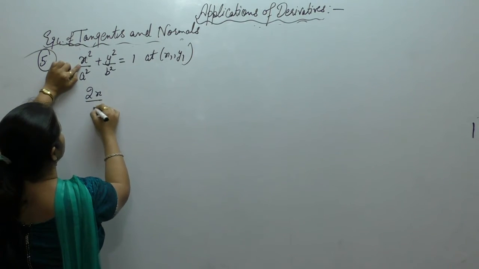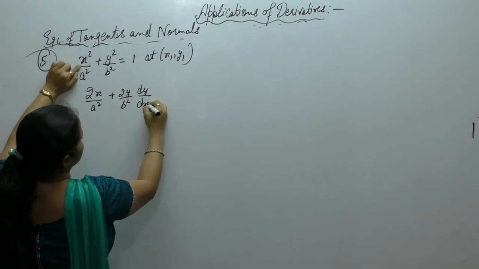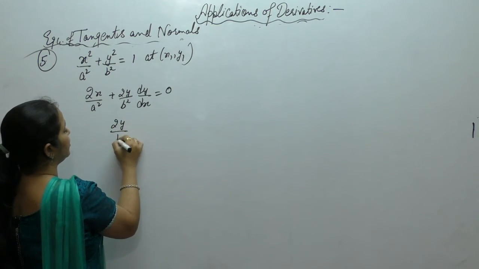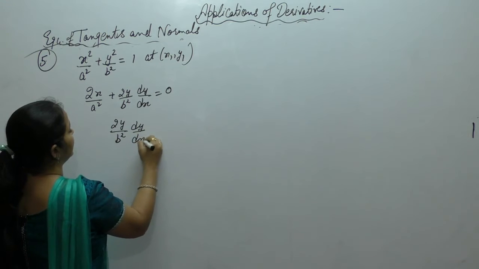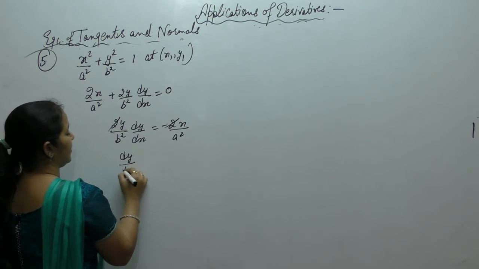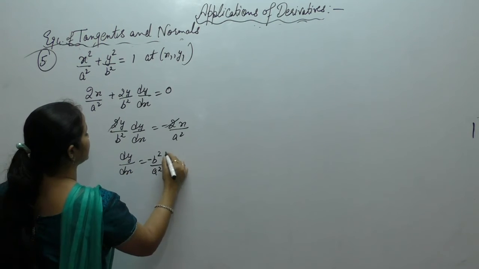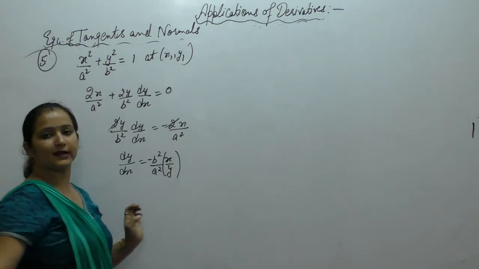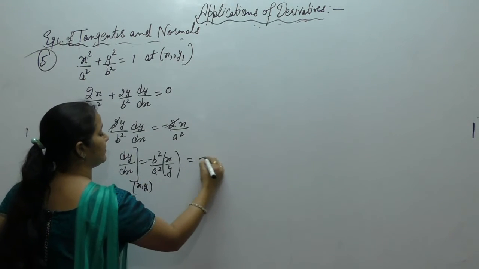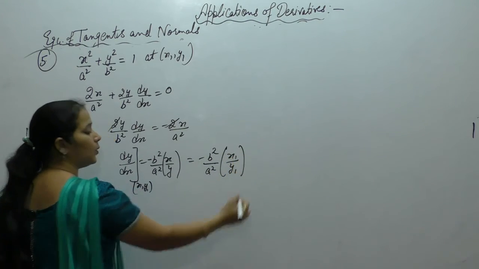Differentiate: 2x upon a square, plus 2y upon b square, dy upon dx. Derivative of one constant term is 0. From here we get 2y upon b square is equals to this term. Now dy upon dx is minus b square upon a square, x upon y. Clear? Now at point x1, y1 it is minus b square upon a square, x1 upon y1.